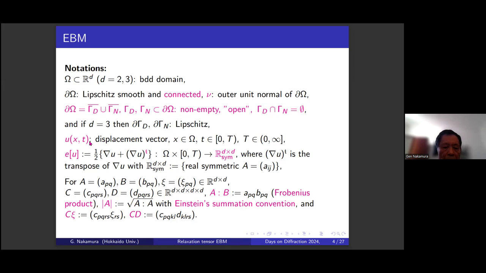By u, I denote the displacement vector, and by E(u), the linear strain, where this little t is the transpose of the matrix gradient u. For the second order tensors A, B, and Xi, and also the fourth order tensors C and D, I define the product of A and B as a Frobenius product. And for the product between C and Xi, and also C and D, I define them in this way, where I'm using the Einstein summation convention.